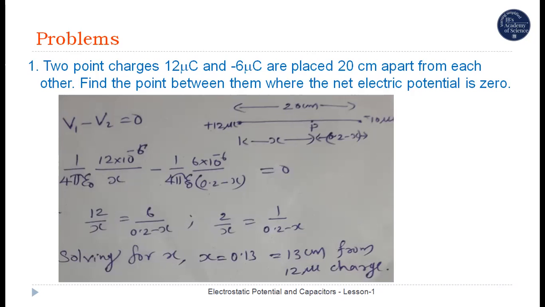Now, simplifying, 12 by x is equal to 6 divided by 0.2 minus x, or 2 by x is equal to 1 by 0.2 minus x. Solving for x, we get x is equal to 0.13, that is 13 centimeter from the 12 microcoulomb charge.